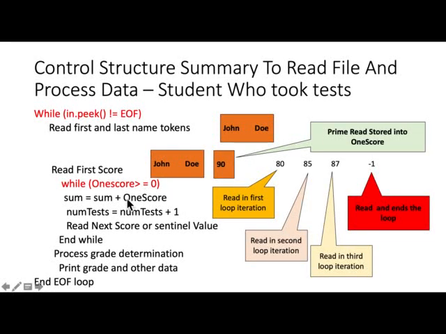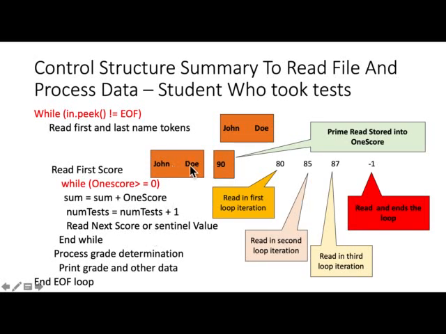So we'll enter the loop and we'll declare some variable here somewhere, set that to 0, and we'll take the one score and add that to the sum. And same way, num test will be set to 0 here. And then we say num test equal to num test plus 1. That's because we read one score, we summed it up, we tested it, increased number of tests. And then we'll read next score or sentinel value.